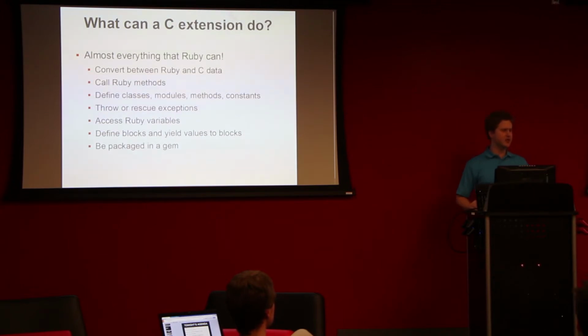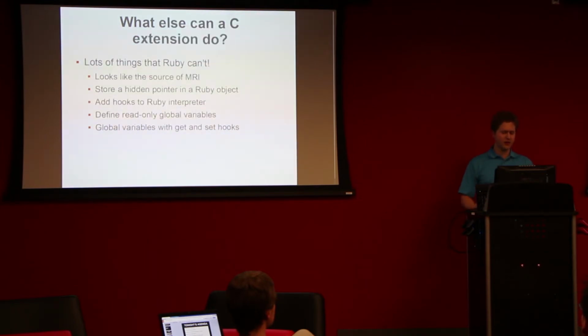All right, so what can a C extension do? First of all, it can do almost everything that Ruby can. It can convert Ruby data from Ruby objects into C data, and it can go the other way as well. It can call methods on Ruby objects. It can define its own classes and modules, methods, and constants. It can throw and rescue exceptions, and that's kind of a magical thing because C doesn't normally have exceptions. C extensions can access Ruby variables from other objects. They can define blocks and yield values to blocks. And as I said before, they can be packaged in a gem.